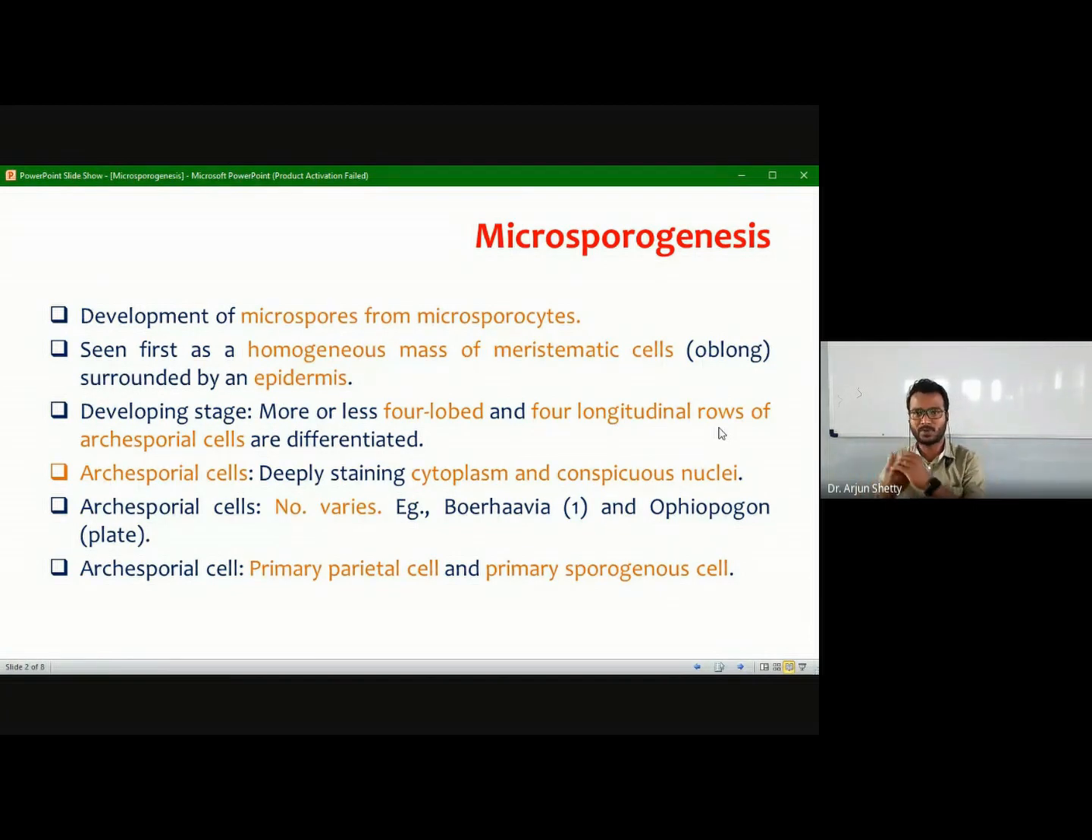And the primary sporogenous cells are the cells which are involved in the formation of the microspore mother cell as well as the microspore. Nothing but the actively dividing pollen grains are going to be formed by the primary sporogenous cells. Is that clear, guys?